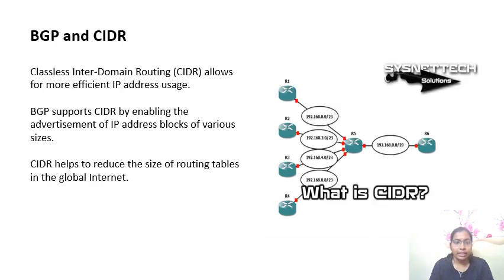BGP and CIDR. Classless inter-domain routing, called CIDR, allows for more efficient IP address usage. BGP supports CIDR by enabling the advertisement of IP address blocks of various sizes. CIDR helps to reduce the size of routing tables in the global internet. There are Route 1, Route 2, Route 3, Route 4, and they are connected to Route 5 and Route 6. In Route 5, Route 1, Route 2, Route 3 and Route 4 have been connected and it is passed through Route 6, and this is known as the diagrammatic representation of CIDR.